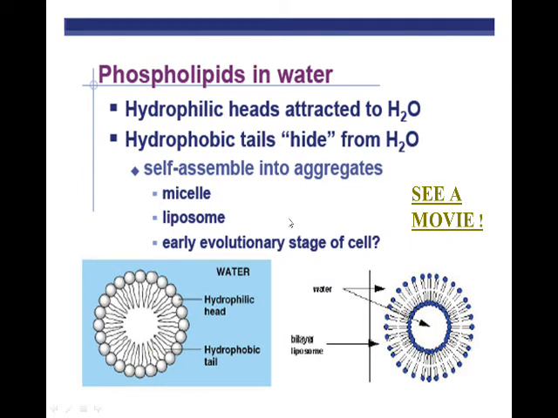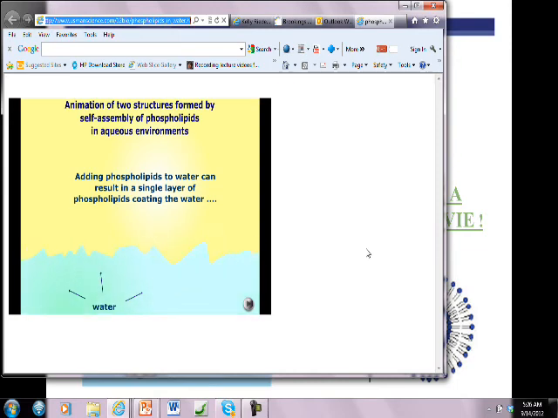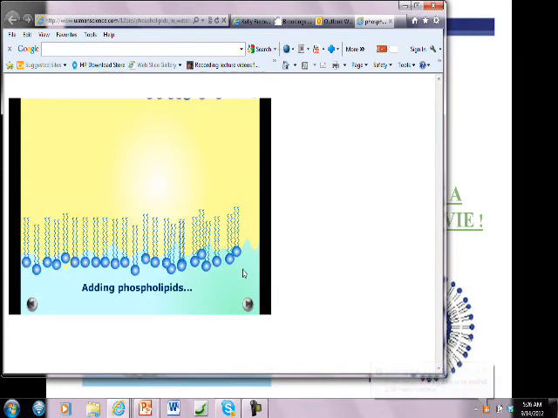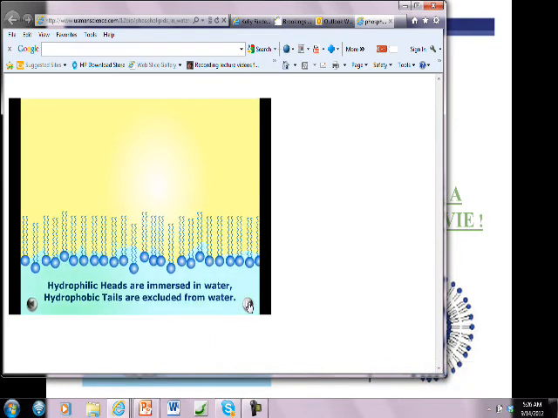That phobic tail hides from the water, and because of that nature of wanting to be phobic, if you put lipids into water, they will automatically form shapes that allow the phobic tails to not touch water. So we're going to watch a little animation. If I take phospholipids and throw them into water, they will orient themselves. Notice the heads like the water, but tails are trying to stay away from water. If you look at how they line up, polar touching the water, phobic tails away.